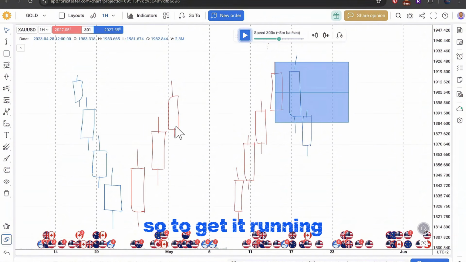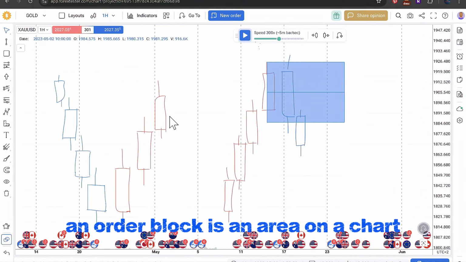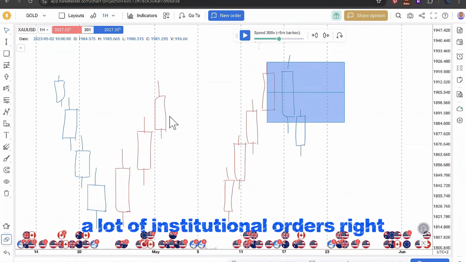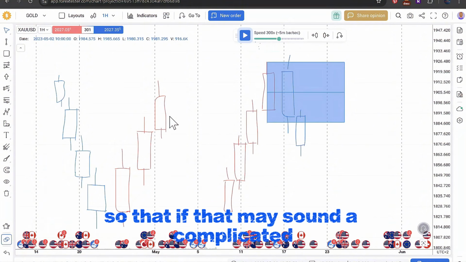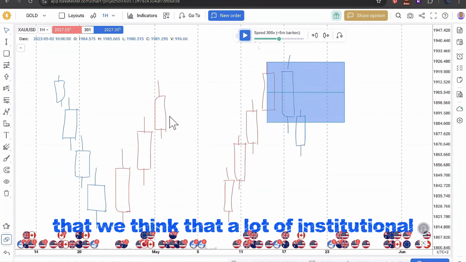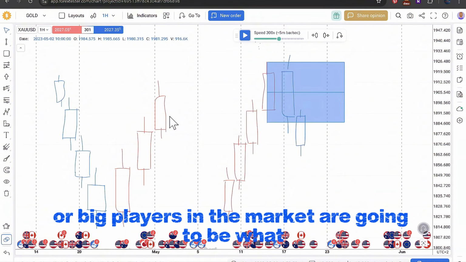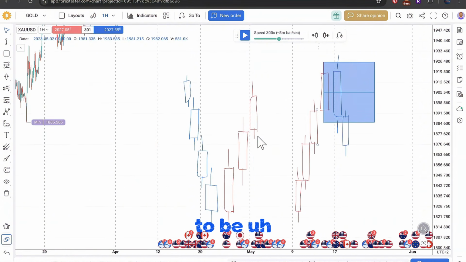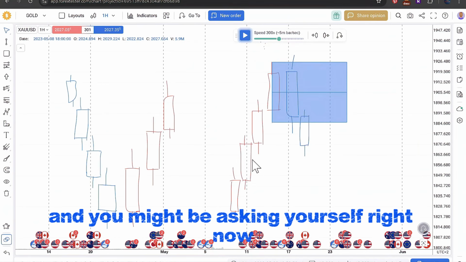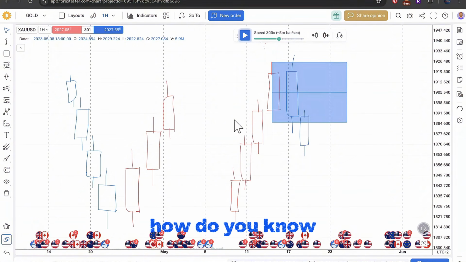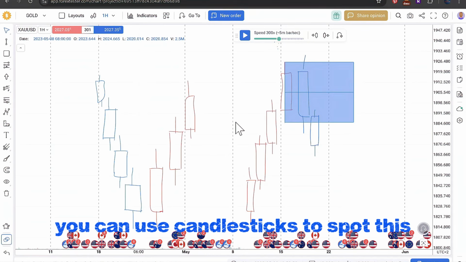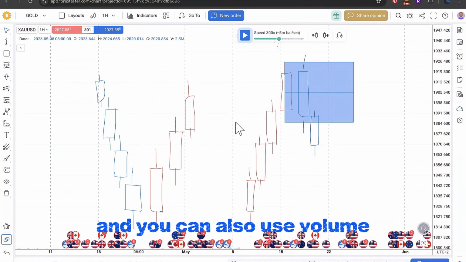So to get it running, an order block is an area on a chart or a price point that has a lot of institutional orders, right? If that may sound complicated, this just means that this is a price point that we think a lot of institutional or big players in the market are going to be involved or want to buy or sell at that particular point. And you might be asking yourself right now, how do you spot these areas on the chart, right? You can use candlesticks to spot this, and you can also use volume on the chart.